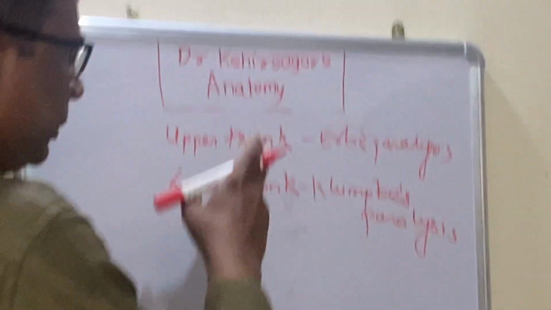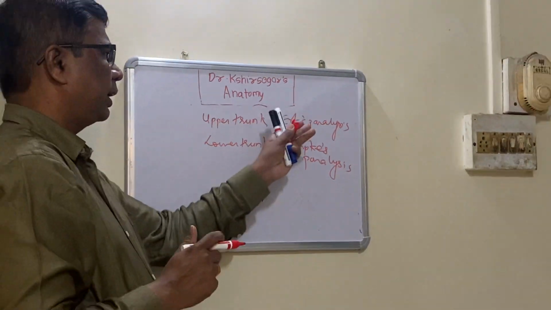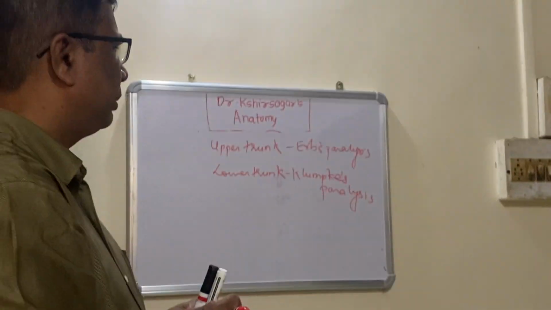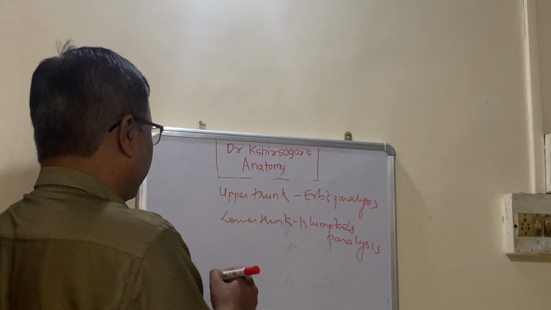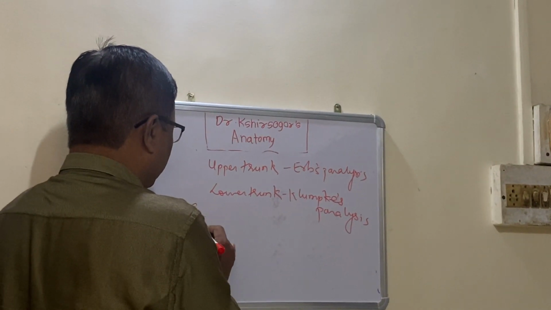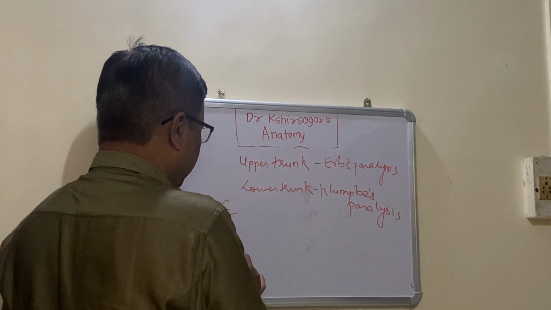Okay, so these are the 2 types of paralysis which you need to understand. Erb's paralysis is an injury to the upper trunk of the brachial plexus, and injury to the lower trunk of the brachial plexus will lead to Klumpke's paralysis. Now I'll revise again, for you to understand how we are going to understand this.